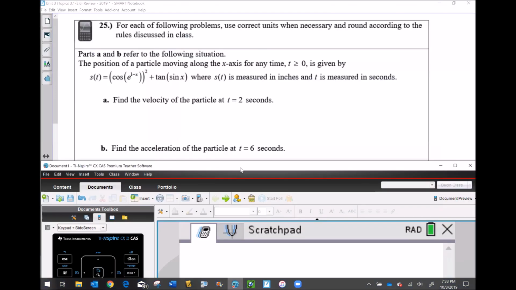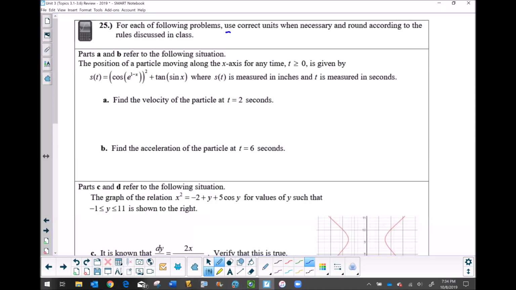All right, so number 1 thing, let's read the question. It says, for each of the following problems, use correct units. You'll get a couple of points if you guys do that correctly. And round according to the rules discussed in class. You'll get a couple of points for that. Parts A and B revolve around the position of a particle moving along the x-axis that's given by, let's just face it, probably the worst equation known to mankind in terms of S of t, right?